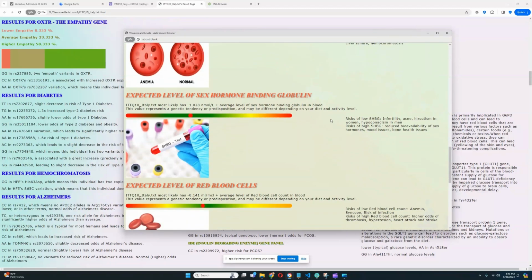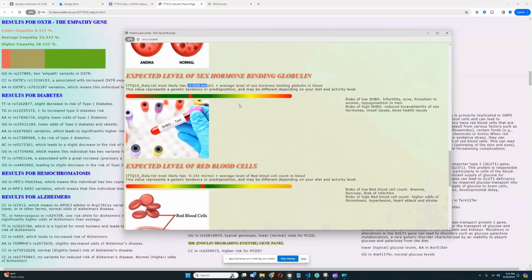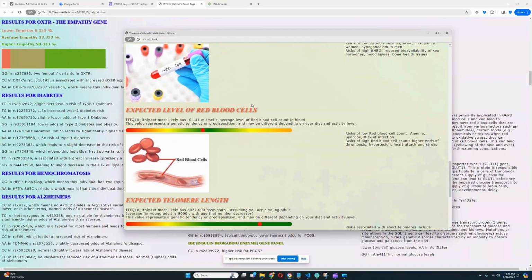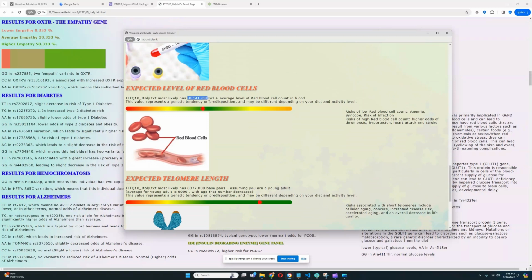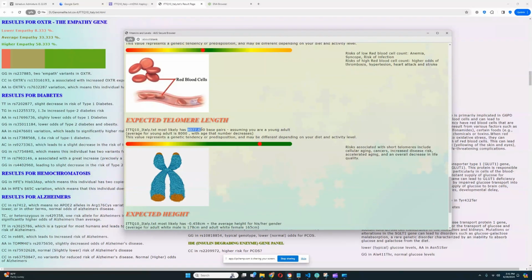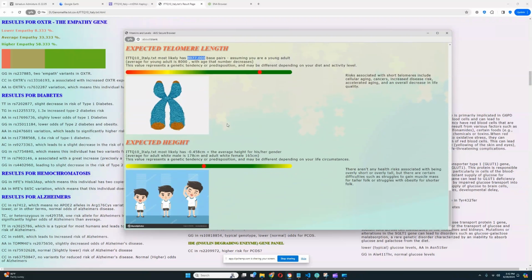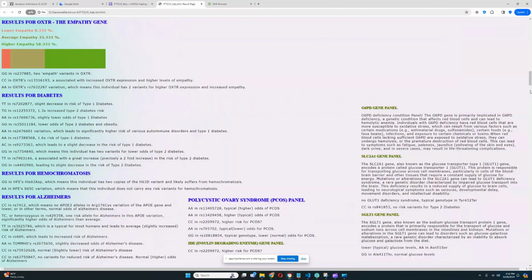For sex hormone binding globulin, he's got lower odds for that. I don't even remember what that's implicated in. For red blood cell count, he's got lower odds for that. For telomere length, very high number of base pairs for telomere length, so he's definitely predisposed to longer lifespan. Very good to see. And slightly shorter height for expected height. Okay. Italians aren't really known to be very tall, but I don't know how much Etruscan ancestry Italians really have. I don't know.